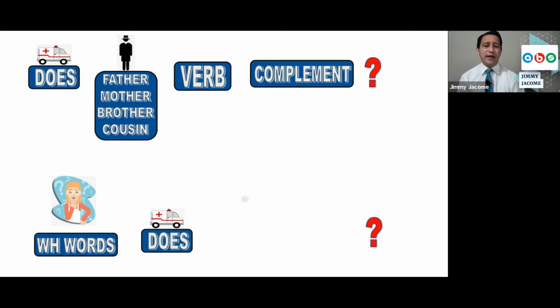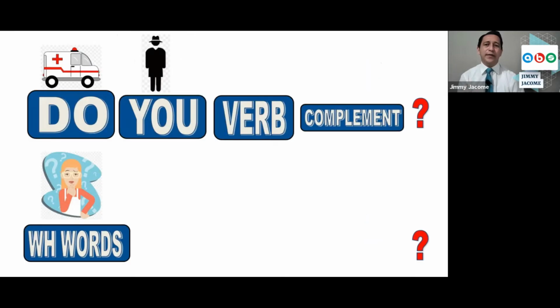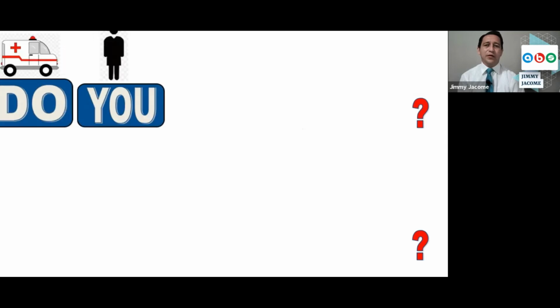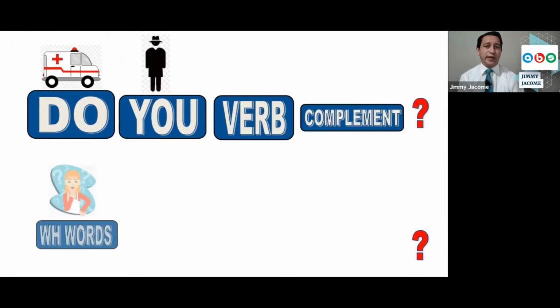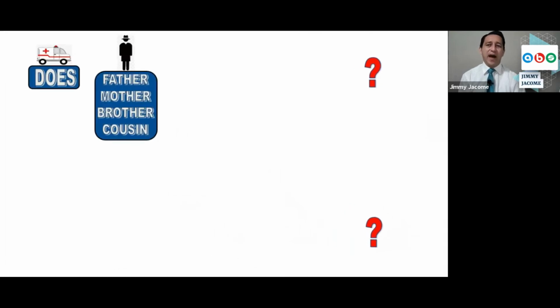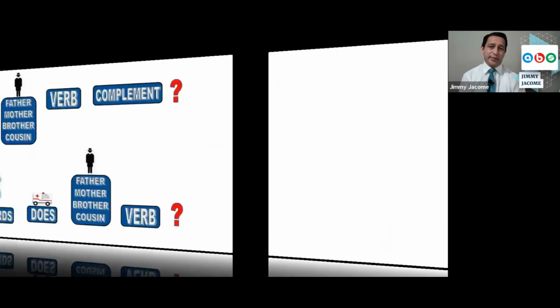Or with question words: What time does your father work? What time does your mother cook? What time does your sister or your cousin or your brother study English? Okay, don't forget, you have learned questions with do you and verbs, and questions with does and singular nouns and verbs.